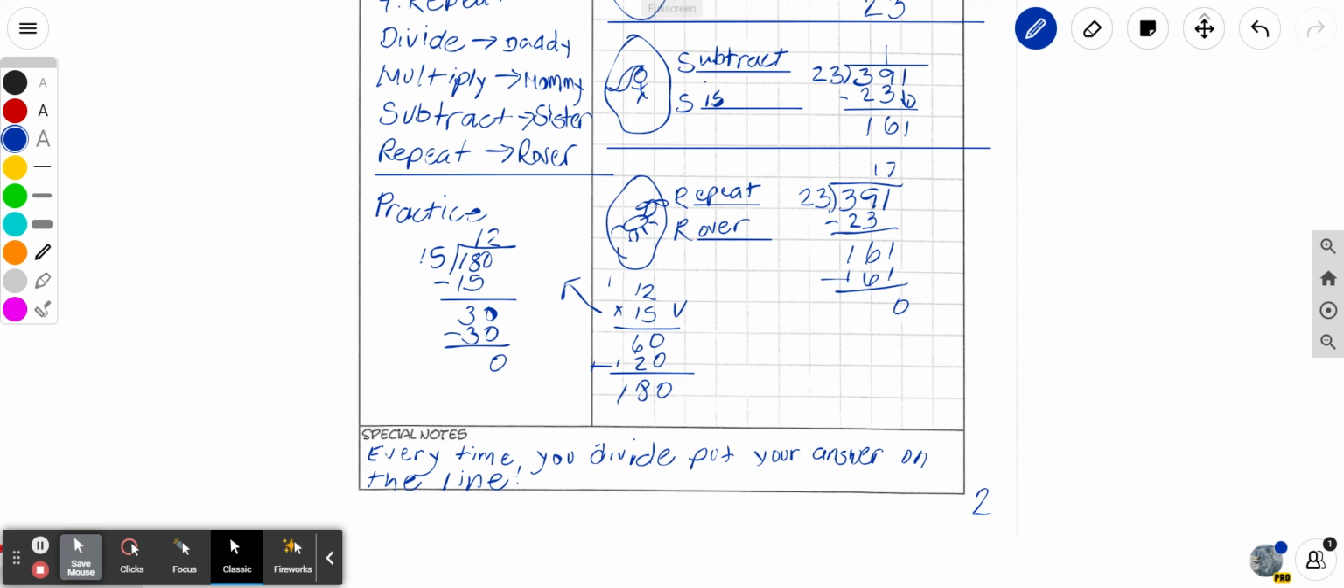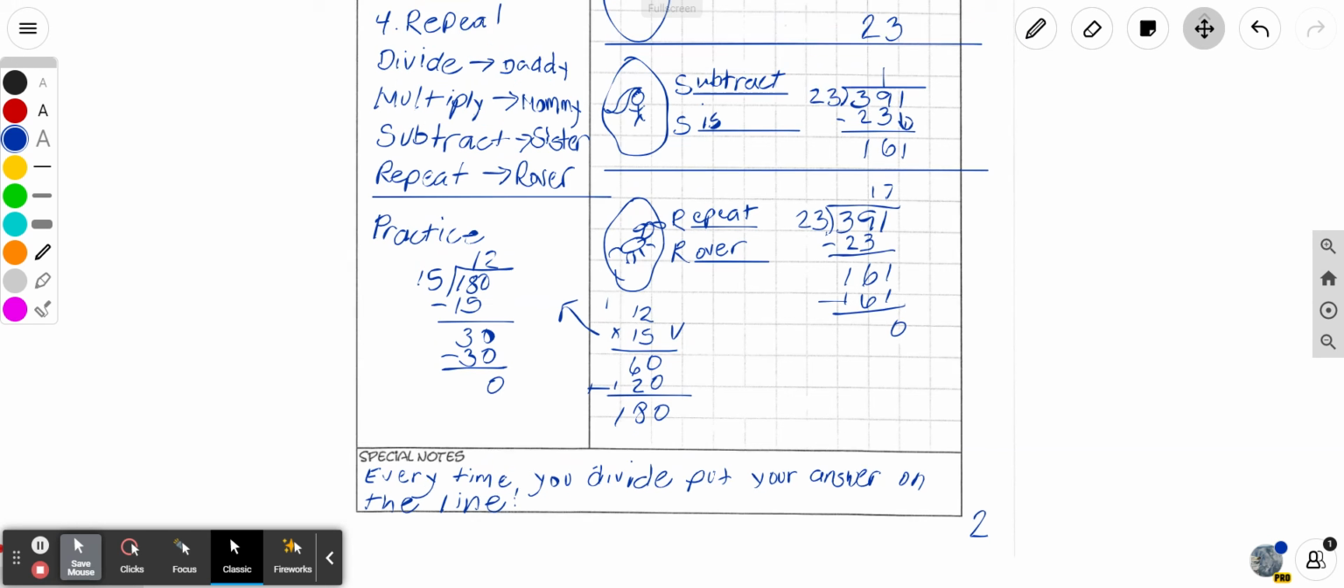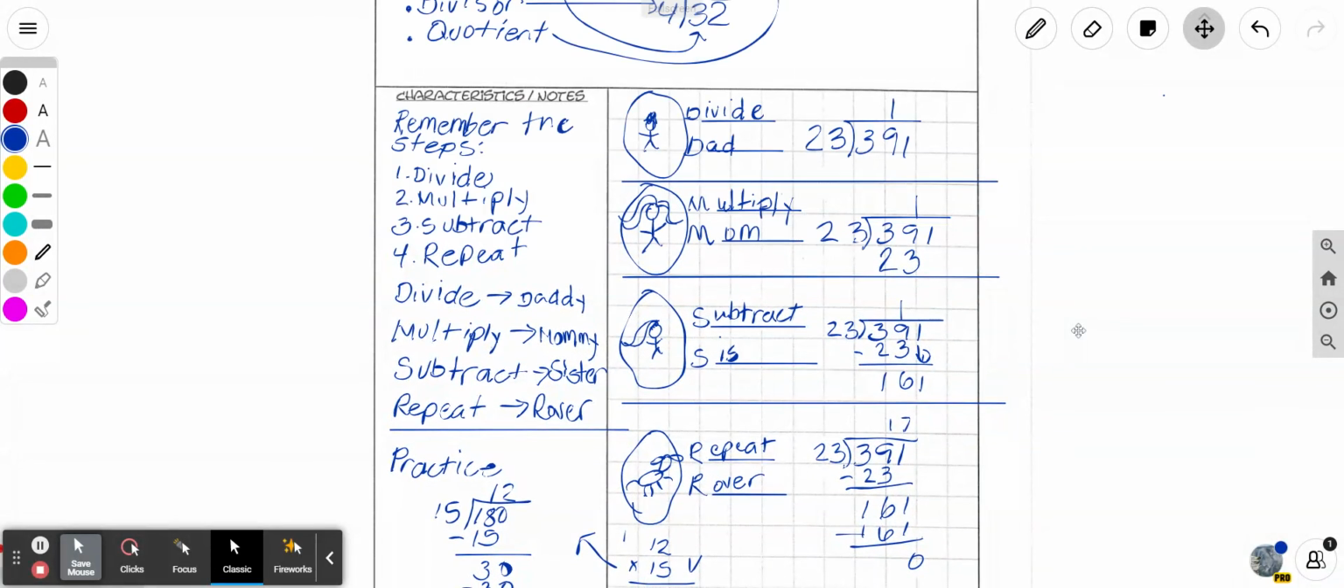So those are the notes that we have for dividing whole numbers with no remainder. Make sure that you label your paper number 2 and that you have all of the notes that you see on this page. Anything I have, you should have as well.